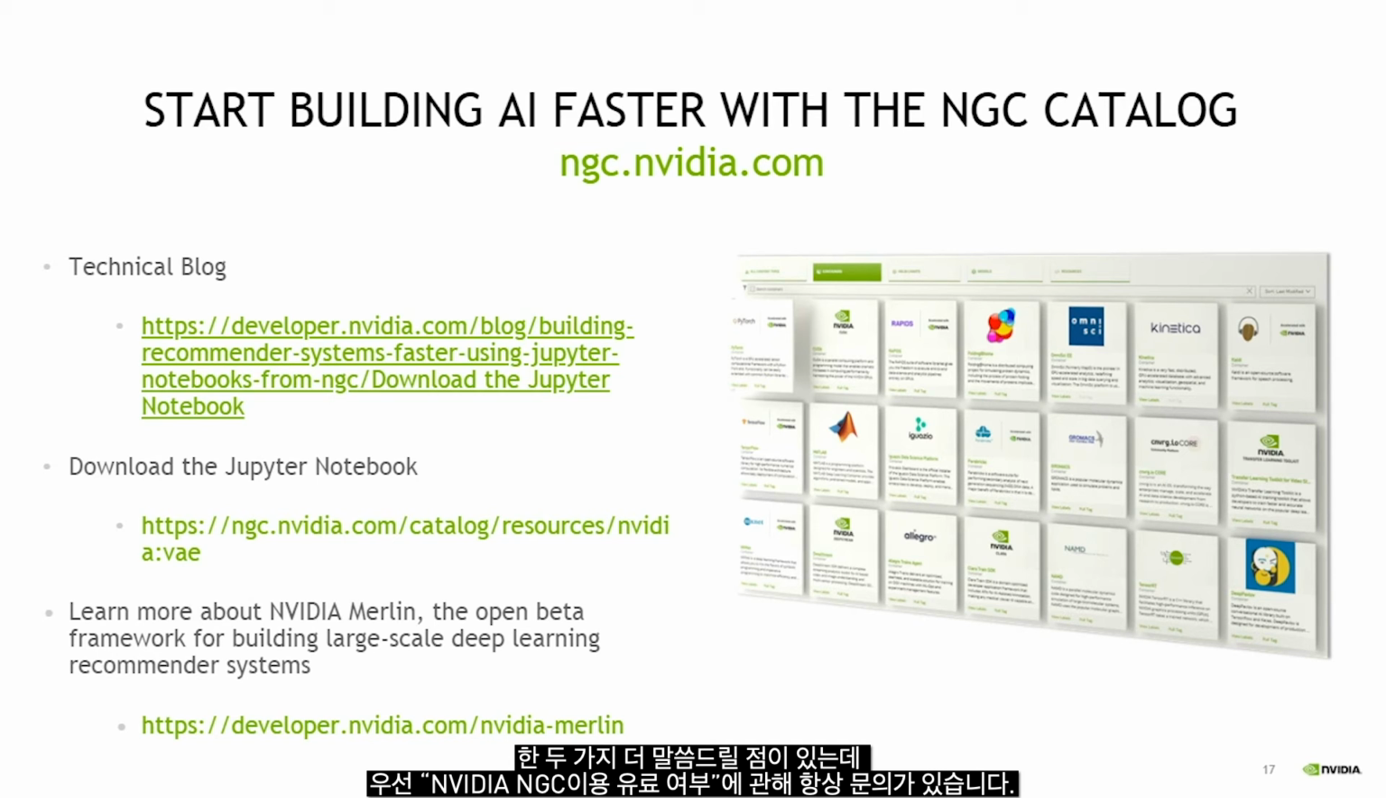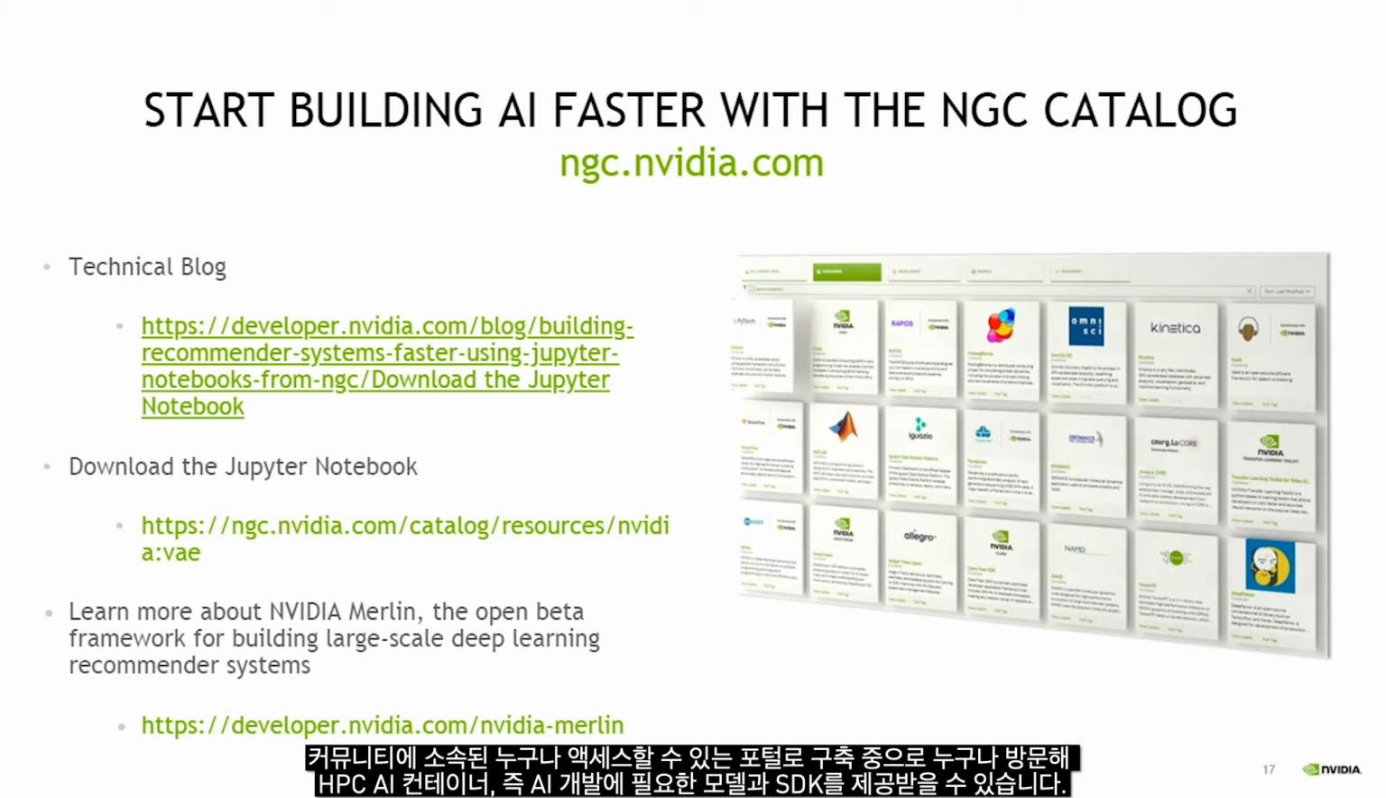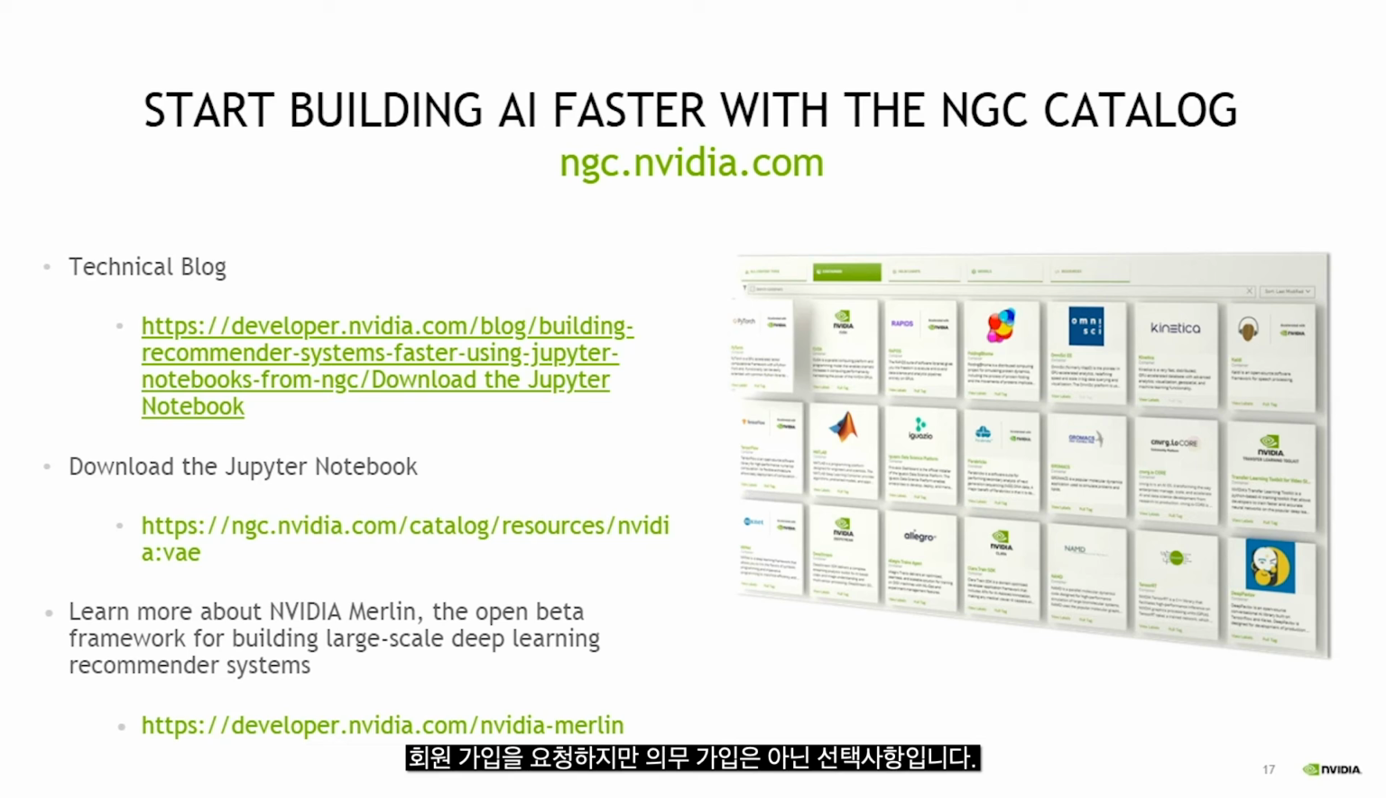A couple things I want to point out. I always get this question: to use the NVIDIA NGC catalog, do I have to pay for it? The answer is no. We are building a community accessible portal so people can come in and get their HPC and AI containers, models, and SDKs for their AI needs. We ask for a sign up, but you don't have to sign up to use these artifacts. It's completely optional. It's completely free. I want to make sure the audience gets that across, because I get that question a lot, even talking to a lot of different people.